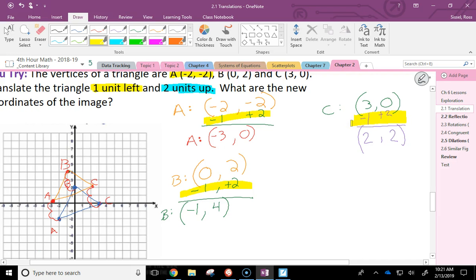This is what I want you to see, though. That's the important thing about translation. All the points had to move the same. They went the same direction, the same amount. So if I minus 1 plus 2 on each one of the vertices, I will add or subtract 1, add 2. If this was an octagon, we would subtract 1, add 2, but we would do it 8 times, 1 for each one of the vertices.